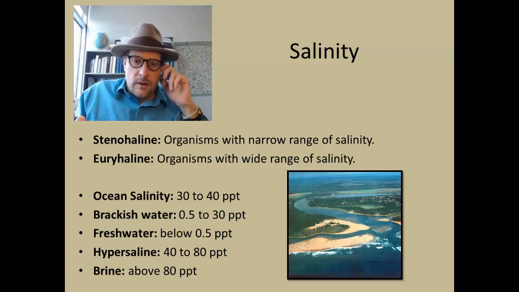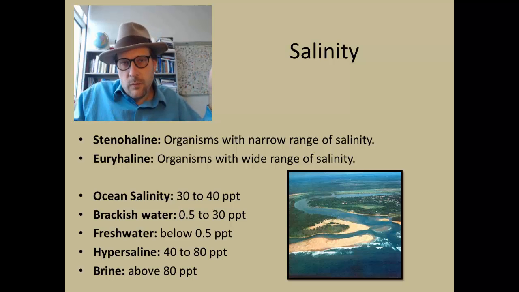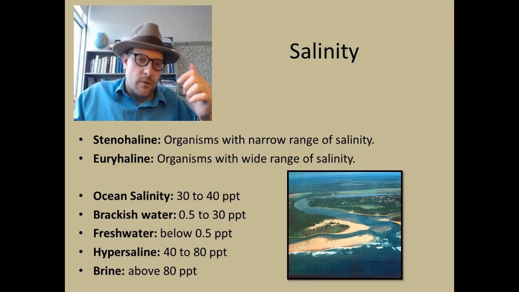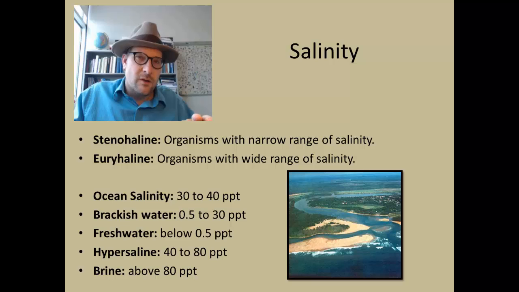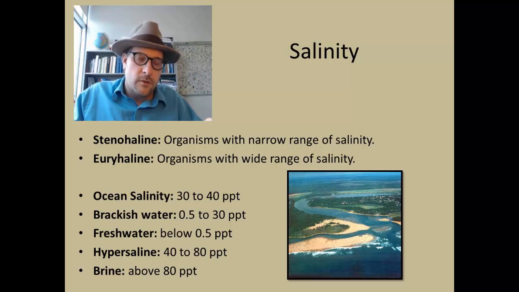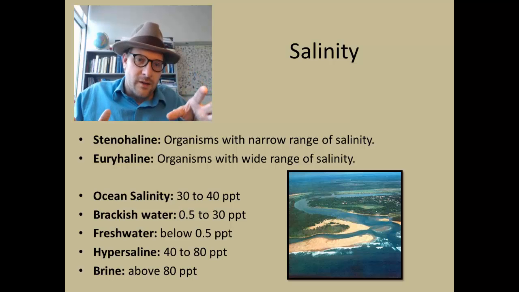So to give you some salinity numbers out there, ocean salinity is between about 30 to 40 parts per thousand. Brackish water is about 0.5 to 30 parts per thousand. So brackish water is going to be where you're going to find fresh water coming out into the ocean. So these are estuary type environments. Fresh water is where salinity is below 0.5 parts per thousand. And then hypersaline are where you get like 40 to 80 parts per thousand. So very, very salty places.